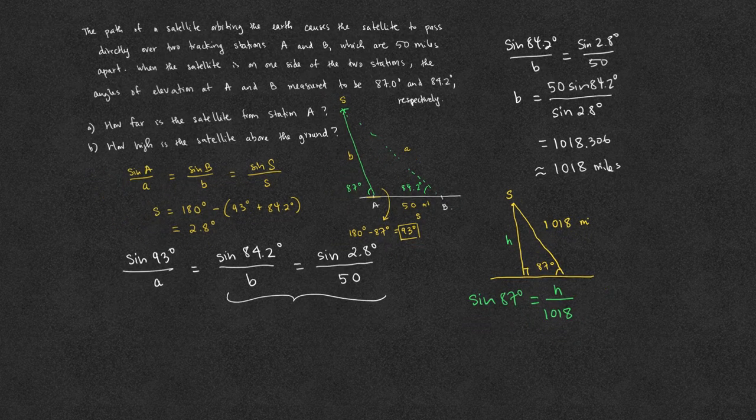h is 1018 times sine of 87 degrees. We can then put this in a calculator and compute that this is 1016.9, or approximately 1017 miles. This is how high the satellite is above the ground.